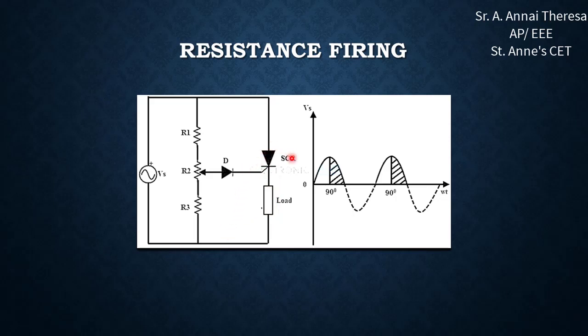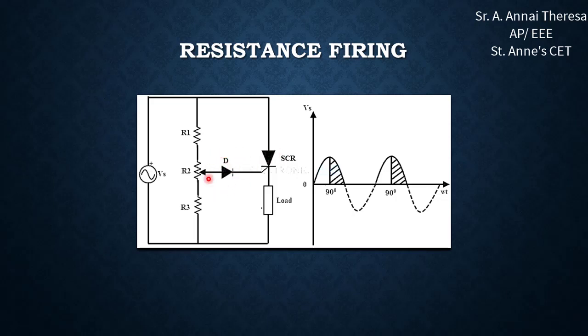So the SCR remains on until the anode current is equal to the holding current of the SCR, and it will switch off when the applied voltage is 0. When the input is 0, this SCR will stop its conduction. So the load current is 0, and the SCR will act as an open switch.